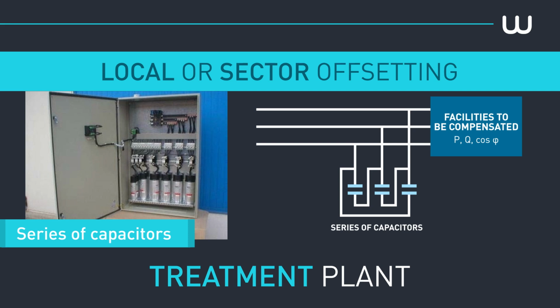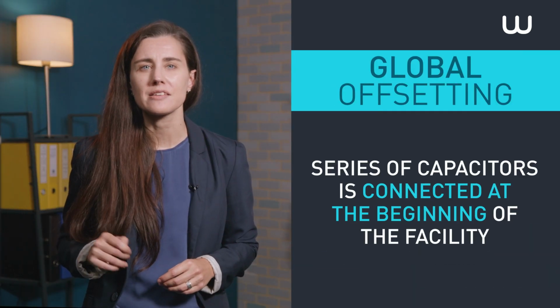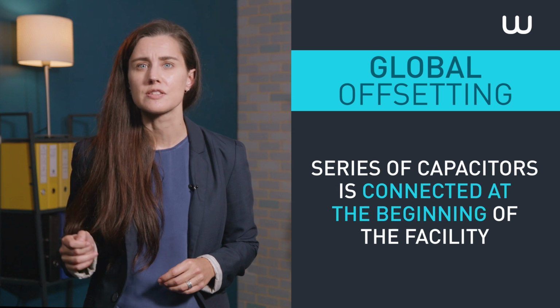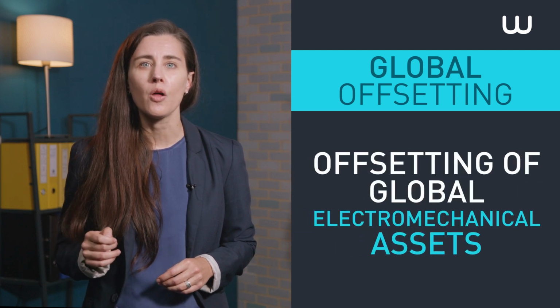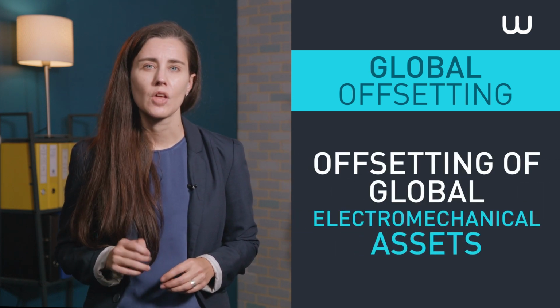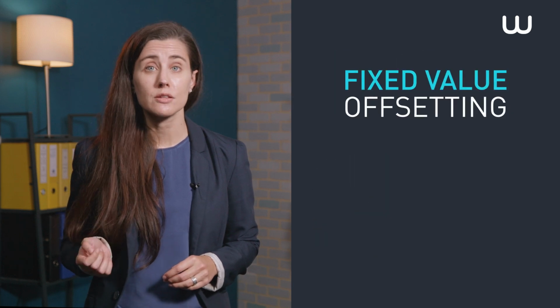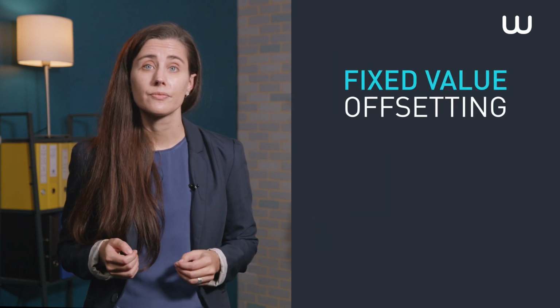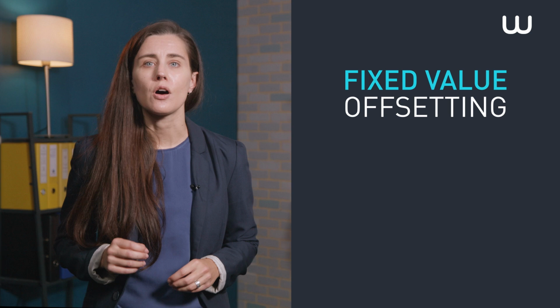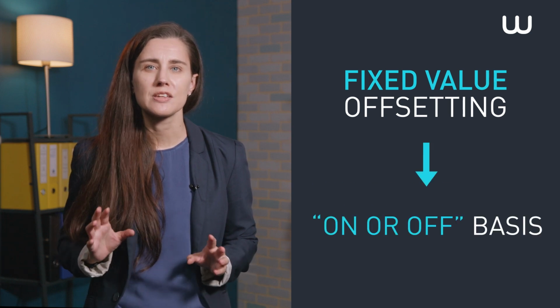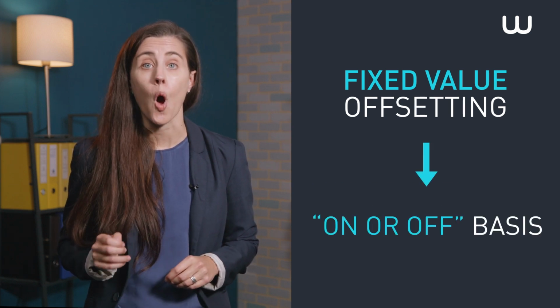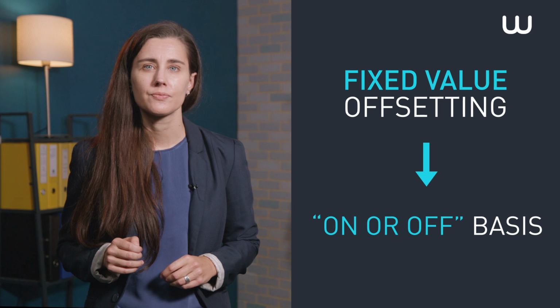In the case of global offsetting, the series of capacitors is connected at the beginning of the facility and offsets all the electromechanical assets. Offsetting value may be fixed or in levels. In the case of a fixed offsetting value, the entire series is operated on an on or off basis.